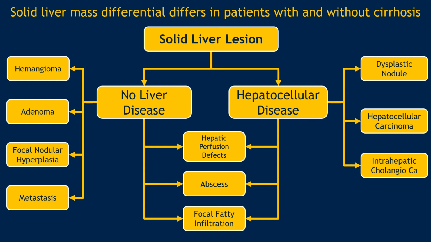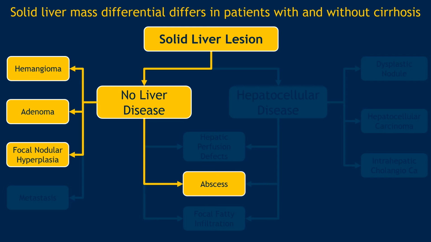Second, we need our multiphasic imaging because you need this arterial, portal venous, and delayed phase of imaging to accurately categorize lesions. So when we talk about a patient with no underlying liver disease, we've got hemangiomas, adenomas, and focal nodular hyperplasia as our three most common benign liver lesions, and we're going to focus on hemangiomas today.